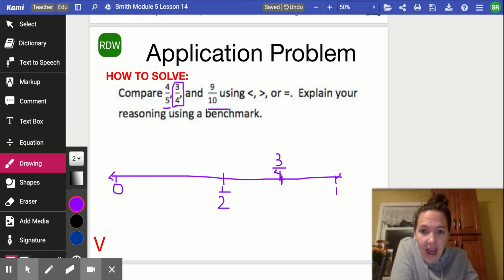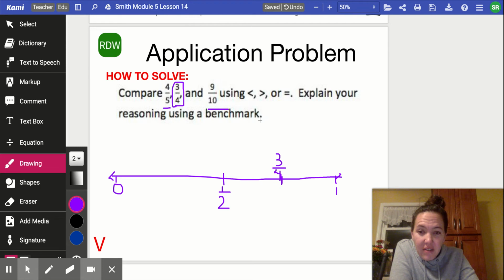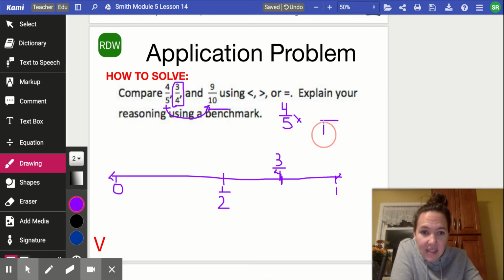Next, I'm going to look at 4/5 and 9/10 together. Now again, I see that this could be an equivalent fraction because 5 and 10 are very similar. 5 is a factor of 10. So I could take 4/5 and multiply it by something to get it to tenths. So 5 times something is going to get us tenths. 5 times 2 is going to get you a fraction with tenths.